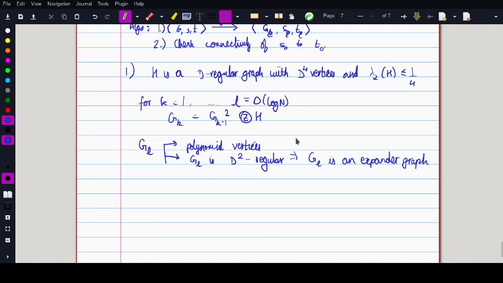Except one thing you'll have to figure out yourself: if S and T are connected in this graph, then they would also be connected in the new graph. That's one of the main things.